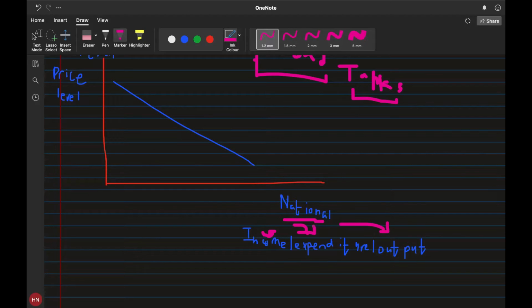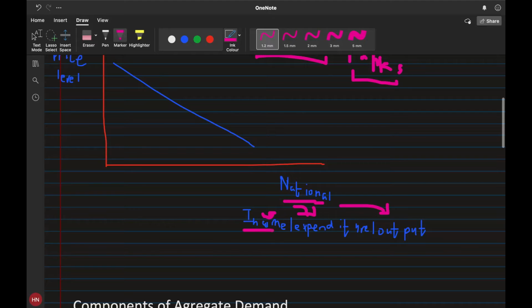Now, I can't really explain why national income, expenditure, and output are equal in this video because that's part of GDP and that will be taught in A2. So for now, you're just supposed to know that these things are equal. So whatever all the people in the economy earn, that's apparently equal to what they spend, and that at the same time is equal to what is produced, which is output.